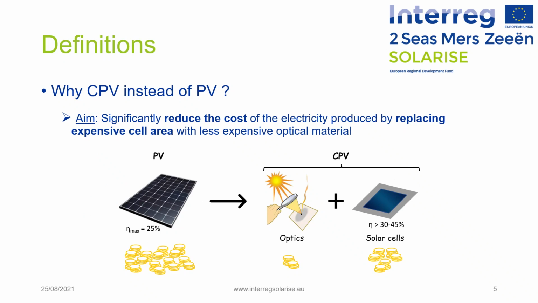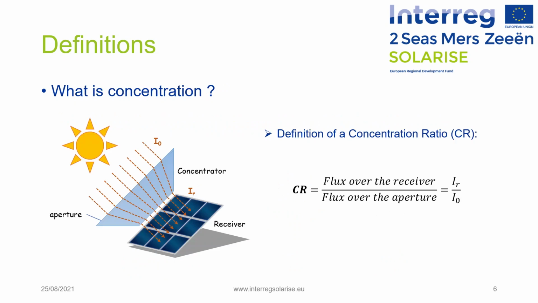But before going a bit further into the details of this technology, it is important to have in mind what exactly concentration is. Concentration is the ability of a concentrator or an optic system to concentrate solar radiation. Then, in order to compare all the different concentrators, a concentration ratio has been defined as the quantity of solar radiation reaching the receiver compared to the quantity of solar radiation entering the aperture area of the concentrator. Thus, the higher the gap between these two values of solar flux, the higher the concentration ratio.